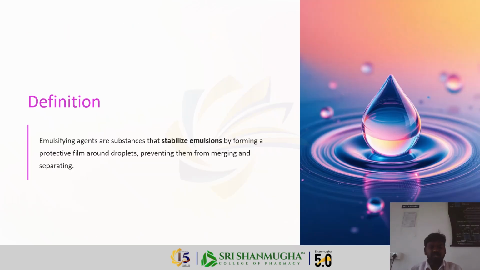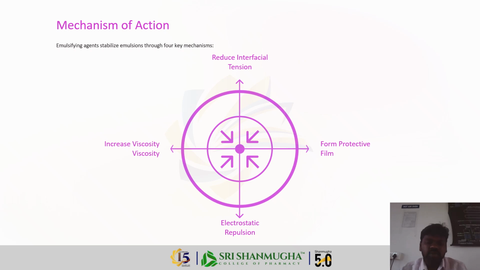So, what is the definition? Emulsifying agents are substances that stabilize emulsions by forming a protective film around droplets, preventing them from merging and separating.